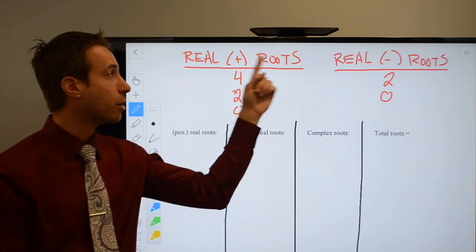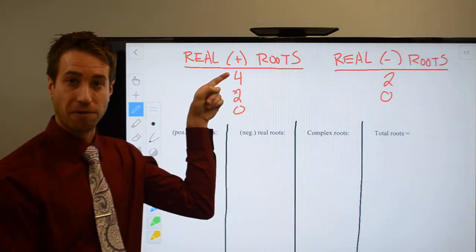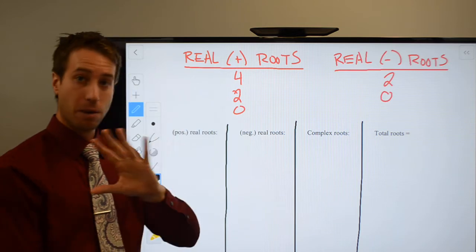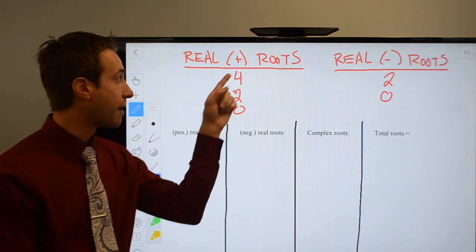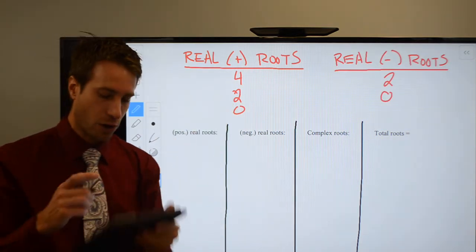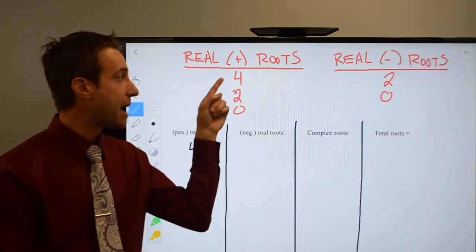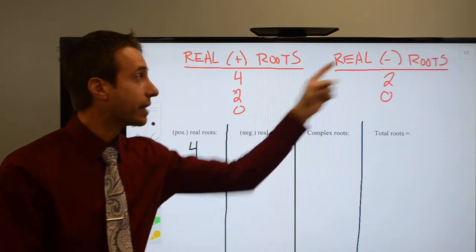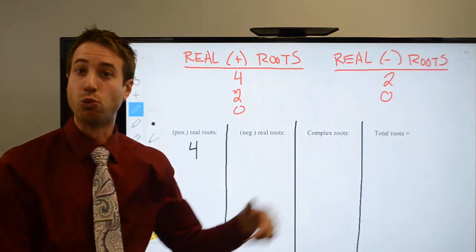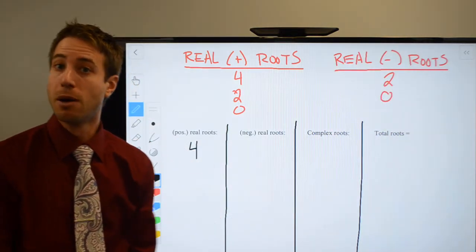Here's what I would do. I'd start with the real positive roots. I'd start with that top number 4, right? So I could have, as a possibility, 4 positive real roots. So I could have 4. Now, I'm going to match that up with my negative real roots, which are also possibilities, right?